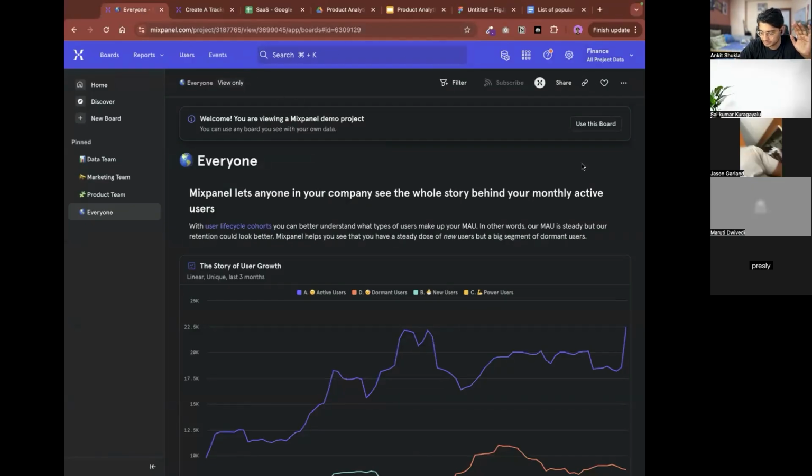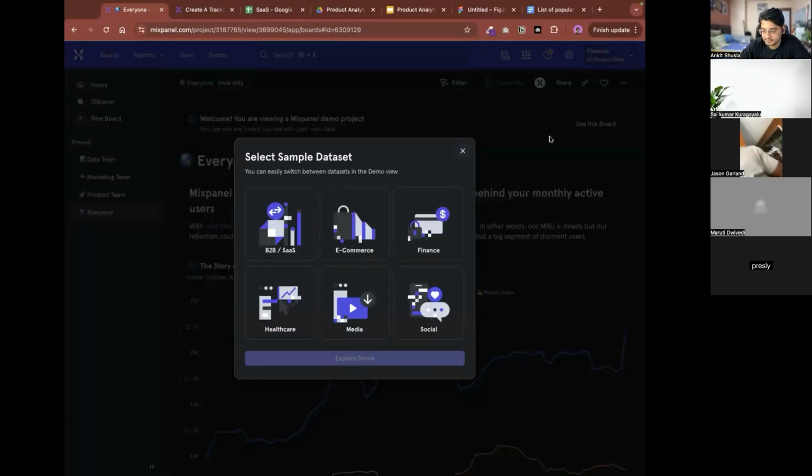Once you are in your account, you will see this kind of thing. And when you are there, you just click on this button, top right. And here you have to choose sample data set, because I know you guys might not have your own project or your own product. So you can use a sample data set.